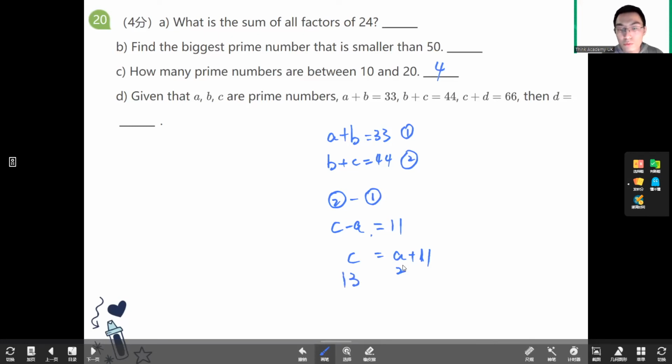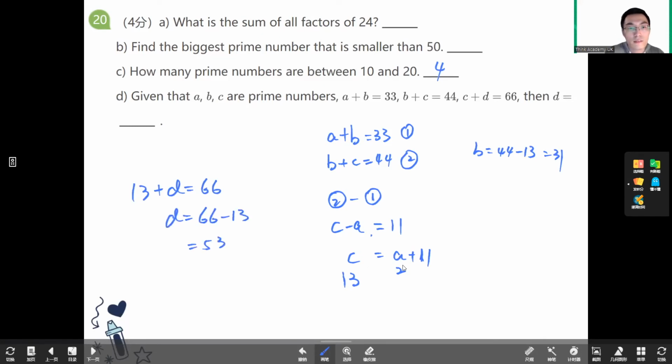A is 2, C is 13, and because B plus 13 is 44, so B is 44 minus 13, 31. But that's irrelevant to this question. The question is asking for D. So C plus D is 66. D will be 66 minus 13, which is 53.